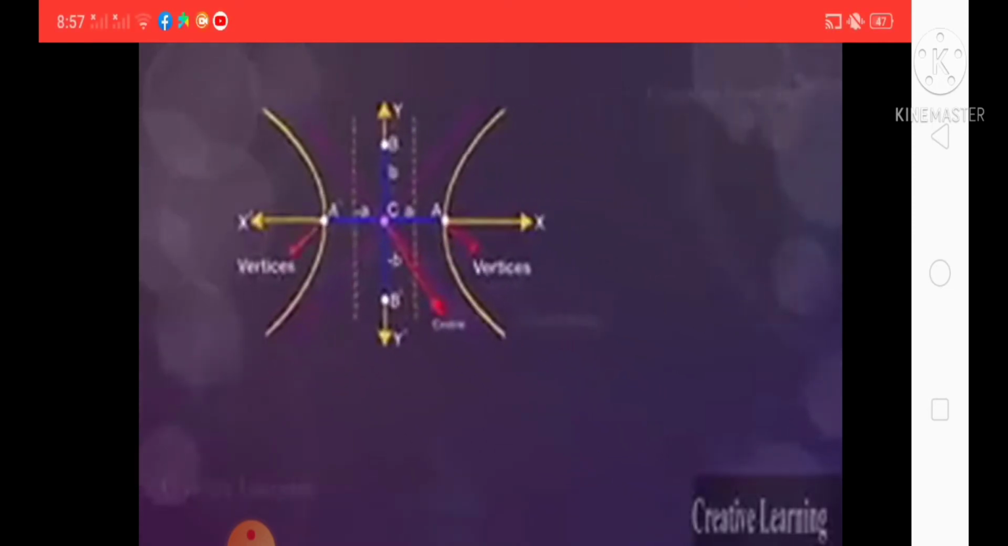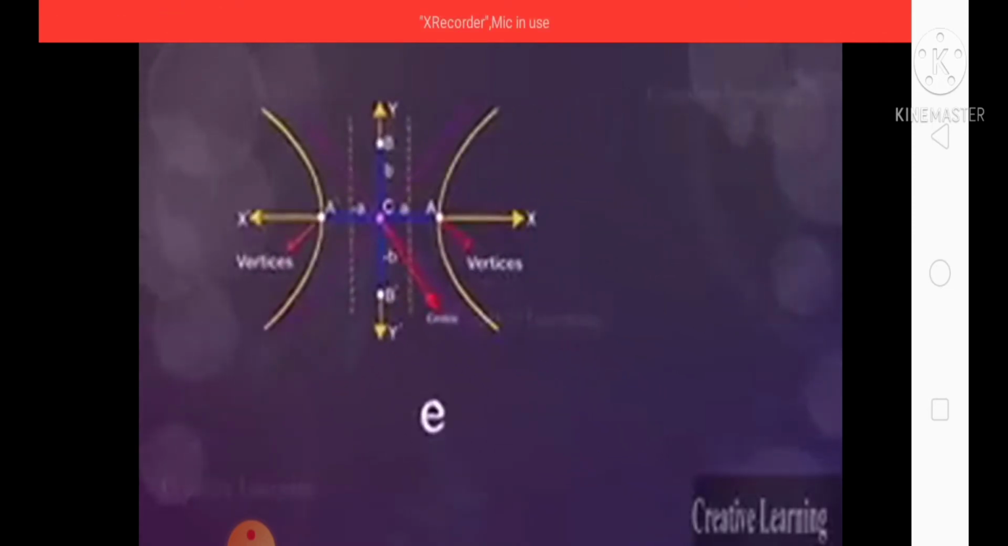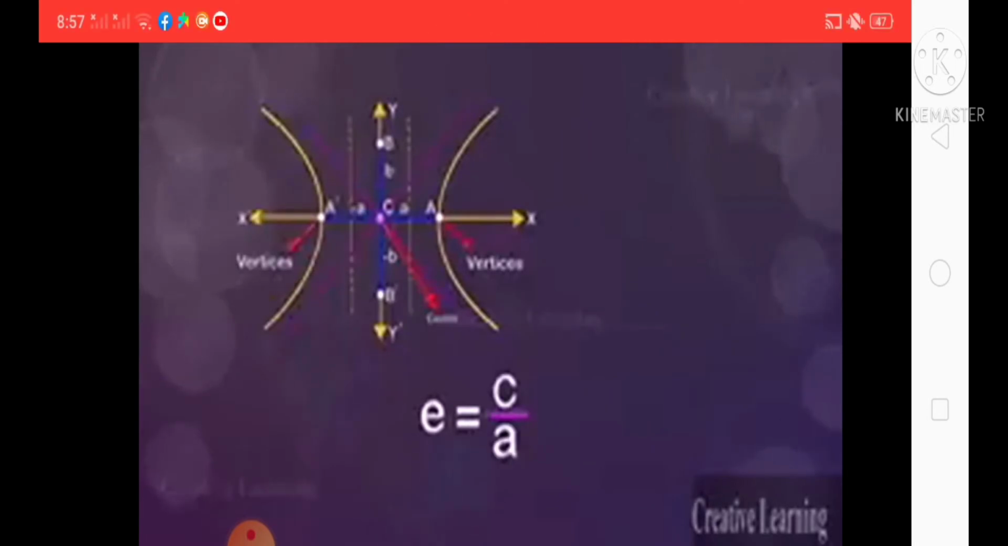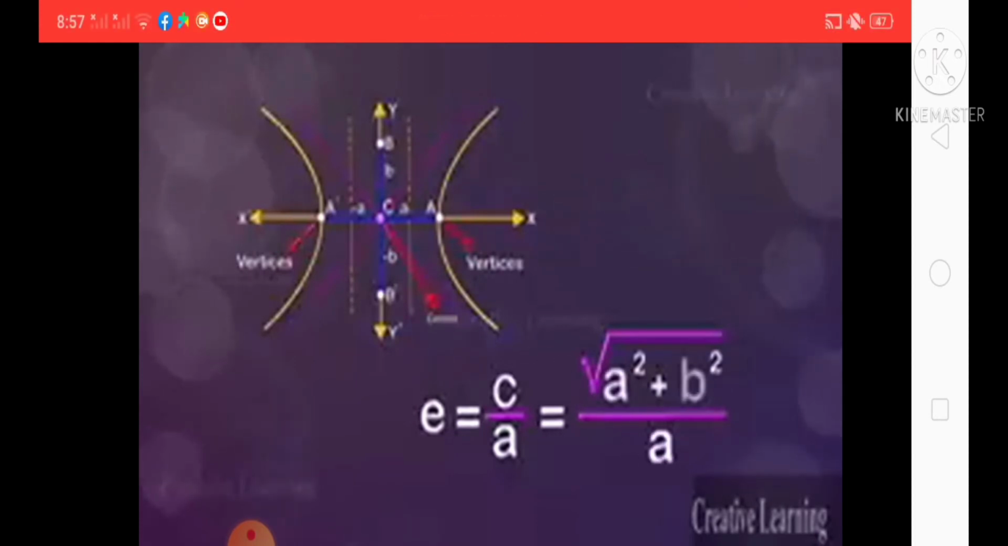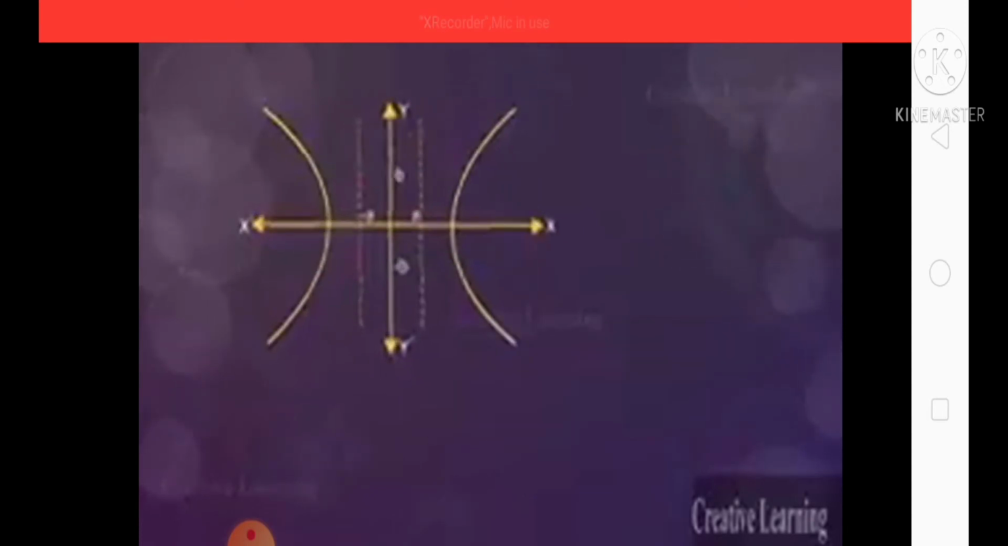Eccentricity is given by the formula e is equal to c by a is equal to root over a square plus b square by a, where a and b are values of the transverse and the conjugate axis.